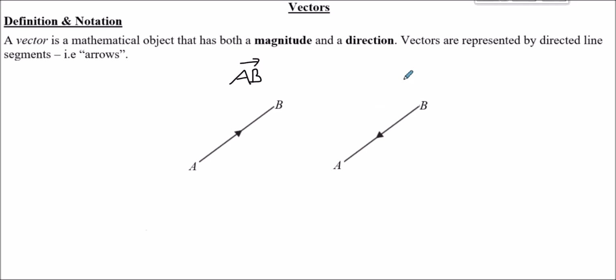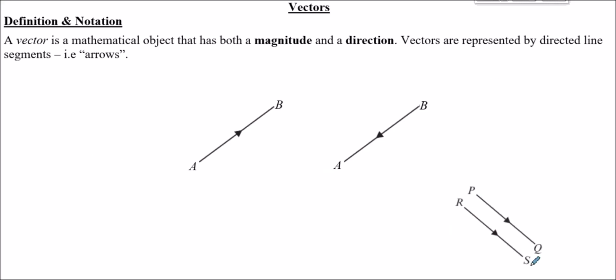This one here is going from B to A, and because it's equal but opposite to AB, we can say this is minus AB. So just a little introduction to how these can be expressed.